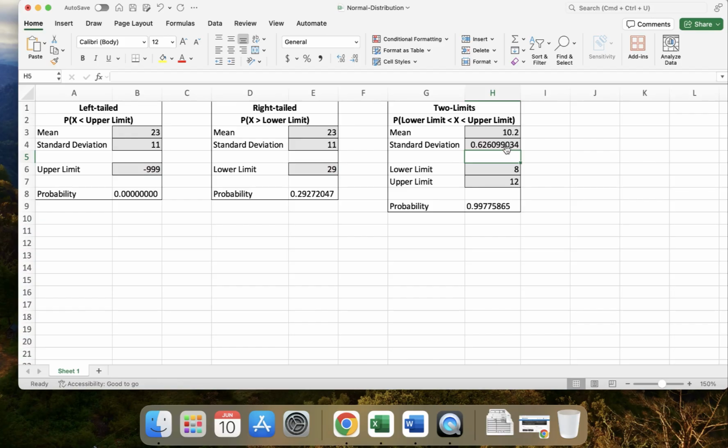And everything else is the same in this problem. So we can leave it alone, and we just take this probability here as our final answer. And not surprisingly, it actually is a higher probability, since it's all getting closer to that center at 10.2.